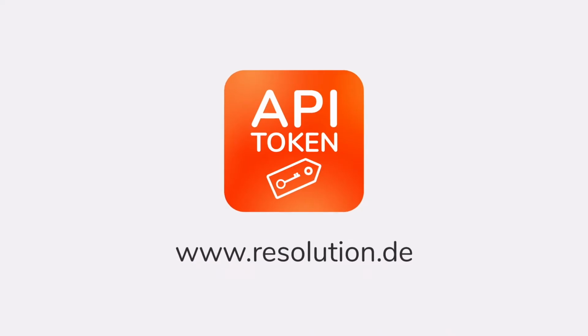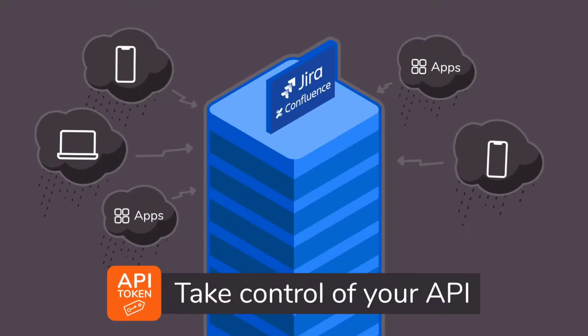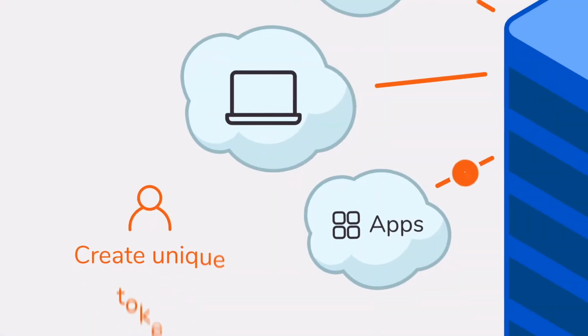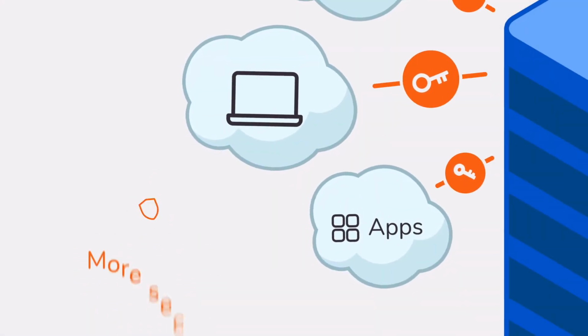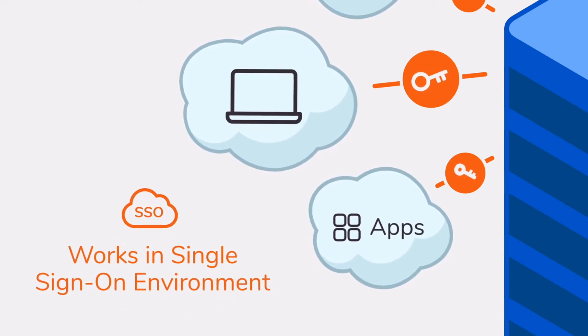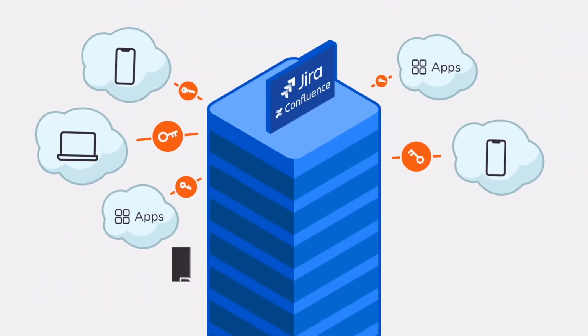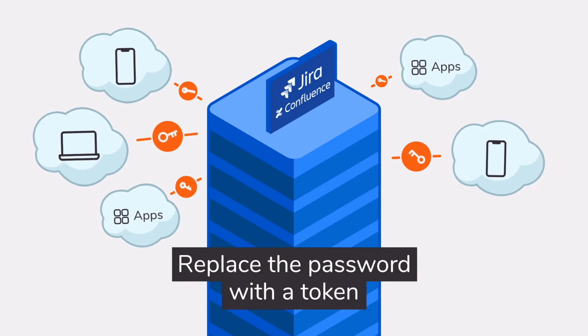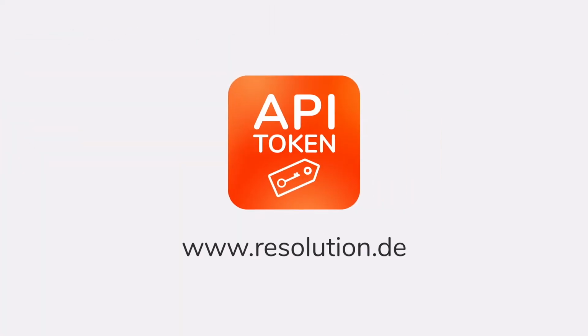In this short video, I'm going to give you an introduction into how to best secure your APIs by using our API token authentication app for Confluence and Jira. Take control of your API. Allow users to create unique API tokens for different integrations. It's more secure than passwords and even works in single sign-on environments. No changes in your third-party applications are required, only replace the password with a token.